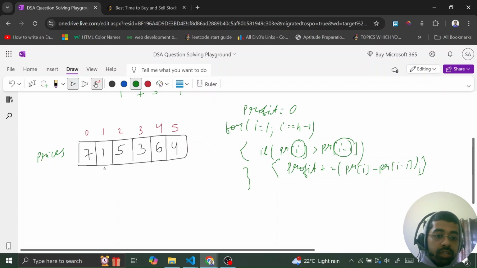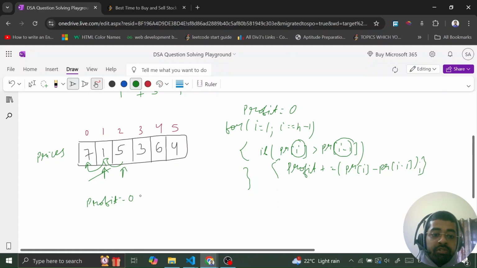So now I will run it through the array. Let's take the profit here as 0 initially. i is 1. From 1 to 7 we will check. Are we making a profit? No, we are not making a profit. I will not increment profit now. So are we making a profit here?